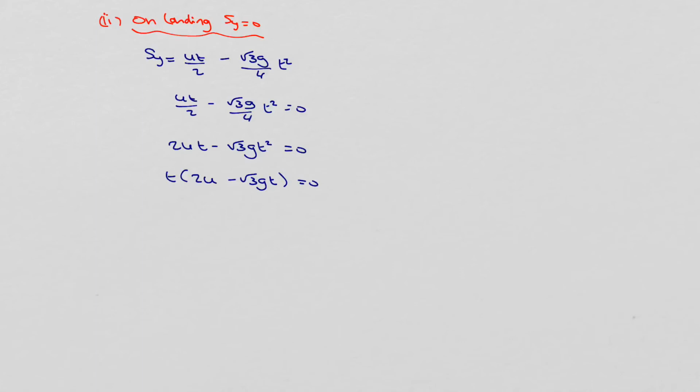Both of these multiply to give us 0, which means one must equal 0, or the other must equal 0, or both must equal 0. So getting t on its own then gives me 2u divided by root 3g. And this is my time of flight, because t will equal 0 at the start. In other words, the particle is sitting on the plane, it's projected from the plane. Okay, so now what I need to do is work out the tan of my landing angle.